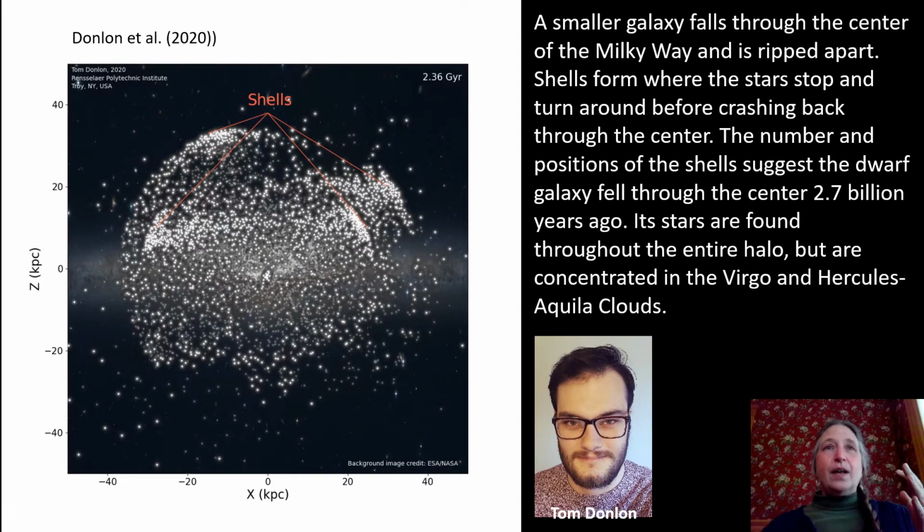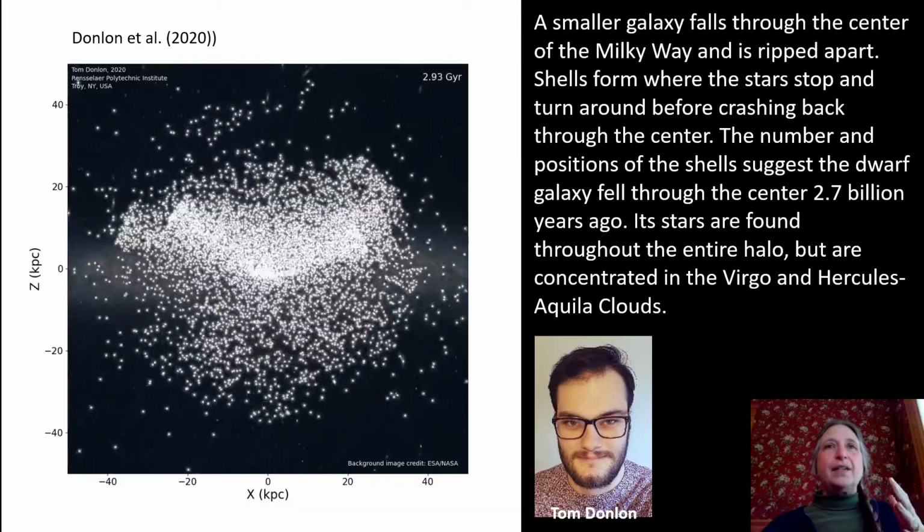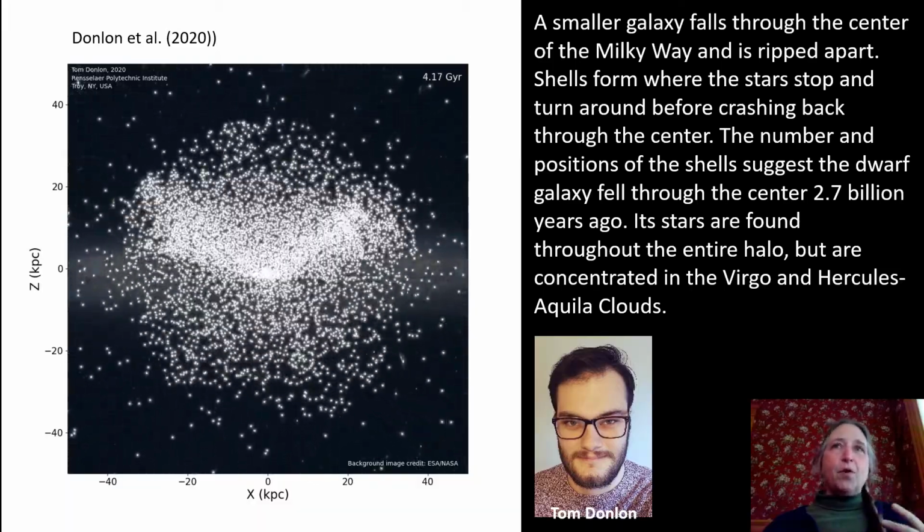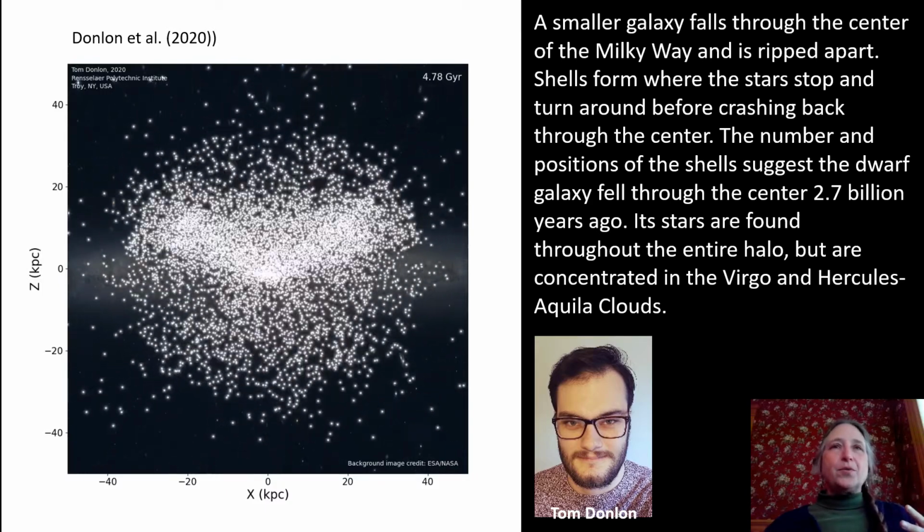So there are like 3 shells. They're very distinct. And so we're up to 3 billion years. We're going towards 4 billion years. At 5 billion years, we'll stop it again.